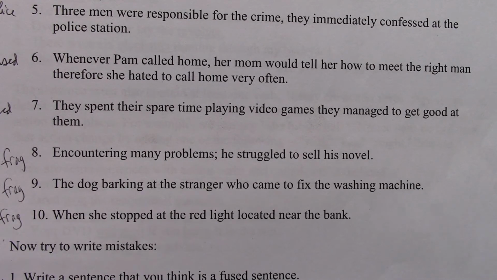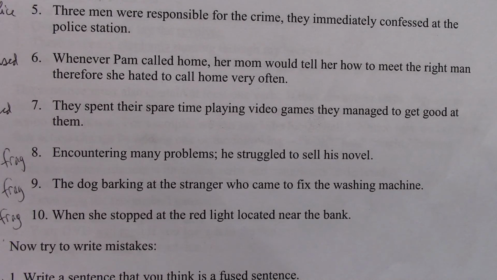Here's the problem. Number 8's beginning with encountering many problems, period. Right? That's what a semicolon means, same as period. There's no subject. So what have we done? We've messed up the first part by putting the semicolon there, pretending that it's a sentence. No, it's not. So one fix for that would be take out the semicolon. Let's just make it one sentence. Encountering many problems, he struggled to sell his novel. Because it is. It's only one sentence there. They're not two. Or maybe you fix the first part. Leave the semicolon and put, he encountered many problems. Semicolon. He struggled to sell his novel. If you get the he in there in the beginning of 8, you'll be okay.